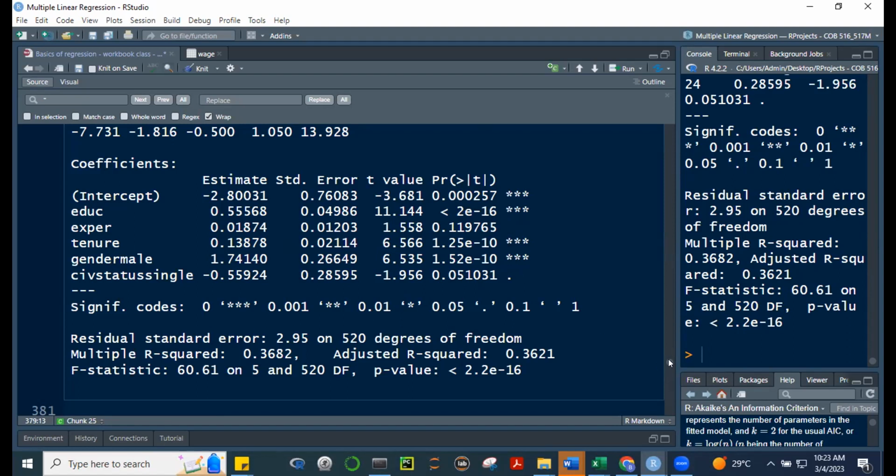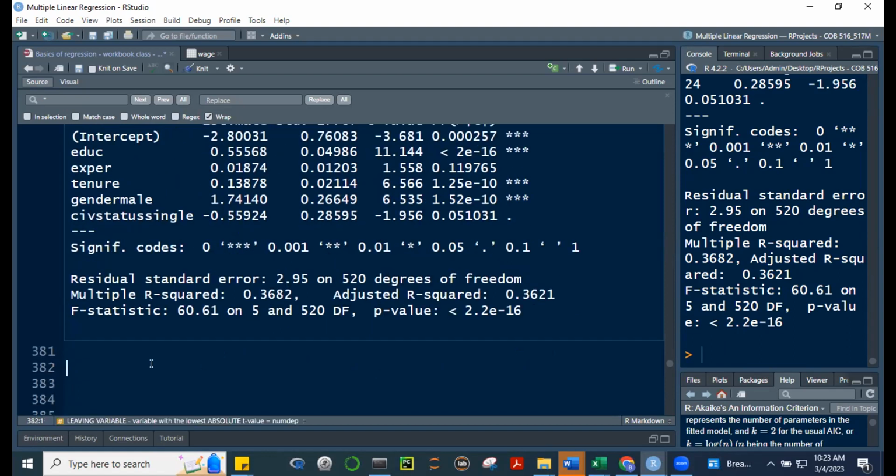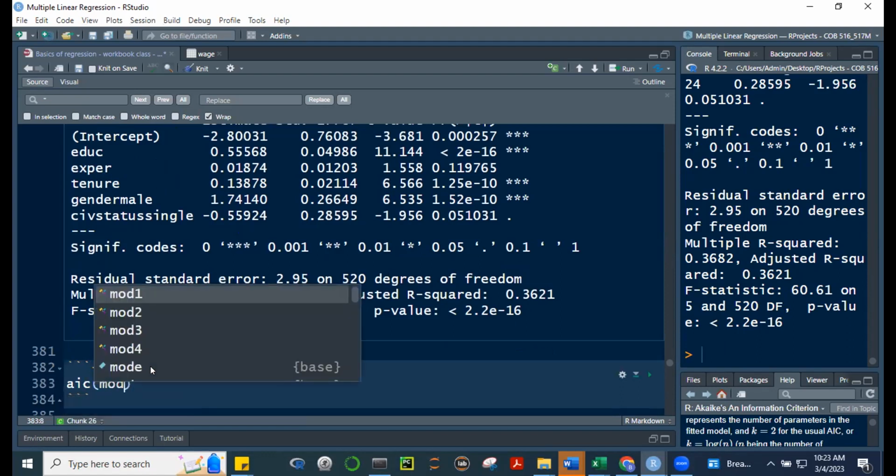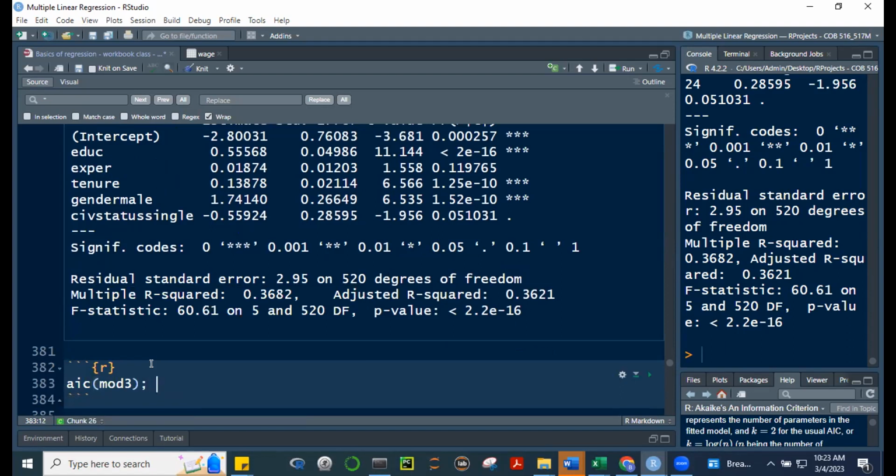All right, so once again, let's check. Okay, I won't anymore explain this class. Okay, I know you know how to interpret those. So let's now compare. Mag-AIC tayo, AIC model 3 compared with AIC model 4, and then also let's use BIC also, model 3, and then BIC model 4.